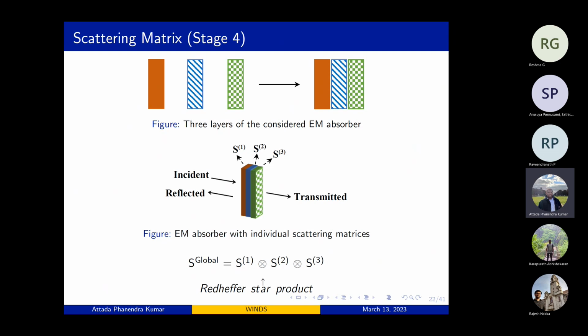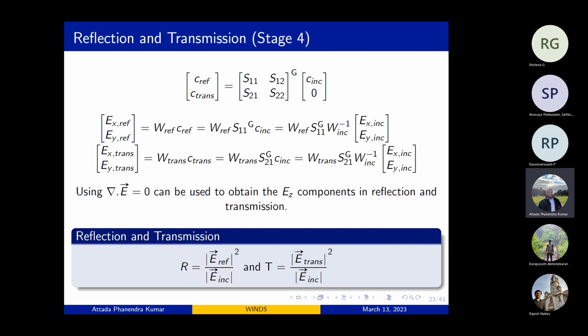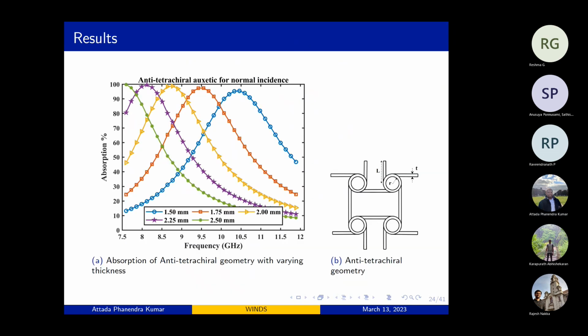So for individual layers, we will be obtaining the scattering matrices. Then by using the Redheffer star product, we can eliminate the interface relationship, and we can obtain the global scattering matrix. This will be used for obtaining the amplitudes in reflection, transmission, and absorption coefficients, and in the end we can obtain the reflection and transmission coefficients for our desired material.